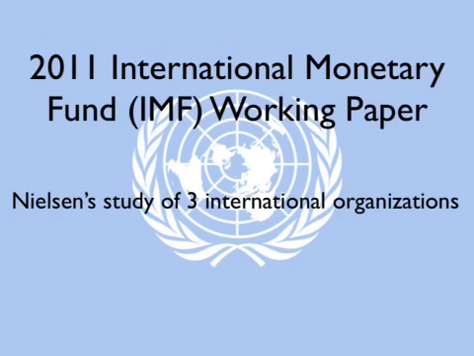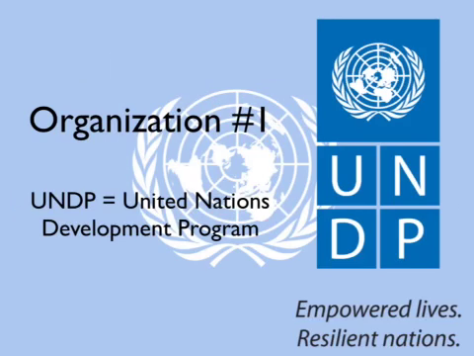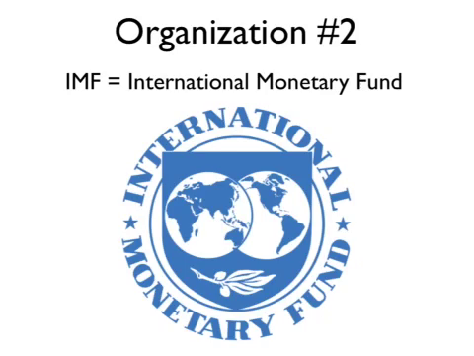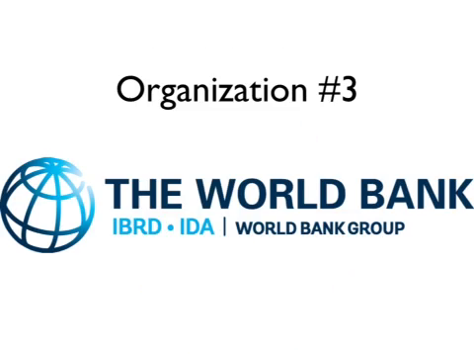We will use Nielsen's study to look into the definition of developed and developing countries. And it was a working paper, done in 2011 for the International Monetary Fund. Nielsen studied 3 international organizations. Let me introduce them. First, the UNDP. It's the United Nations Development Programme. The second organization is the IMF, International Monetary Fund. The third organization is the World Bank.